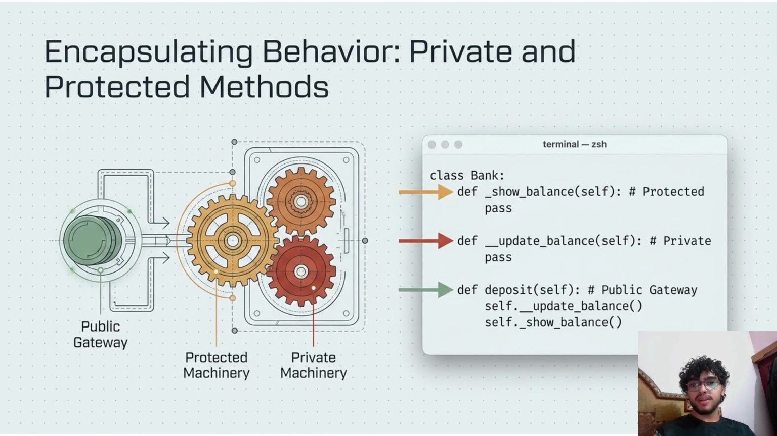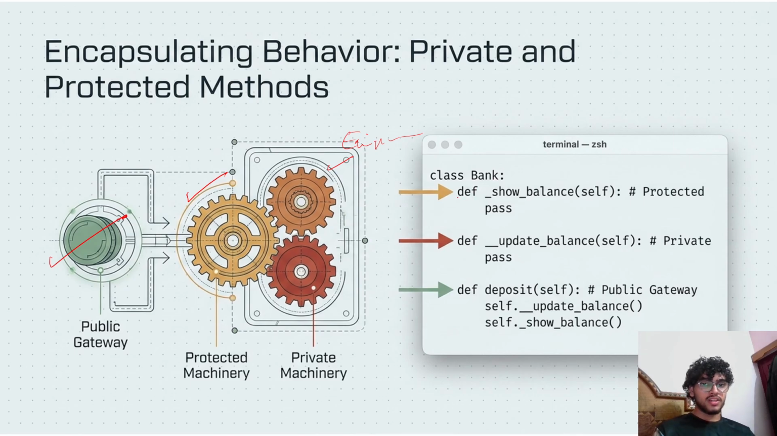Encapsulating behavior, private and protected methods. So public gateway, protected machinery, and private machinery. So you have a button, and protected machinery is seen by mechanics, you can say, and these gears cannot be seen by anyone. These are inside the vaults and can only be seen by the engineer who created it, right?